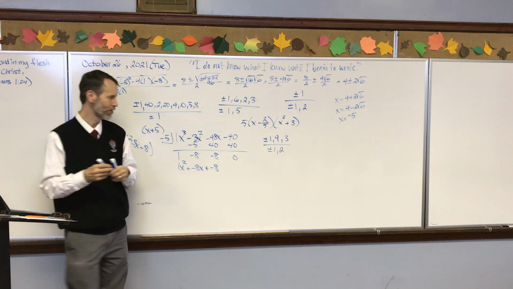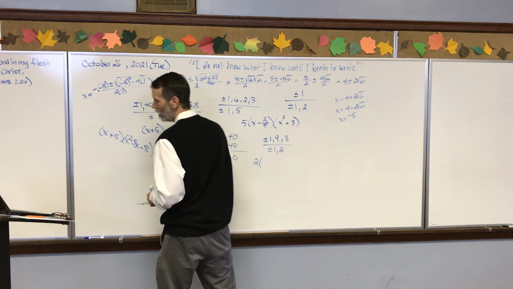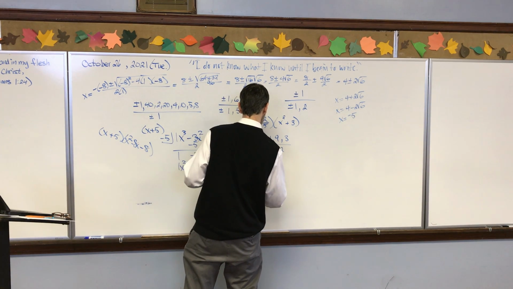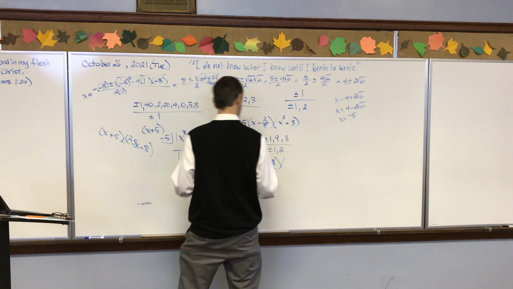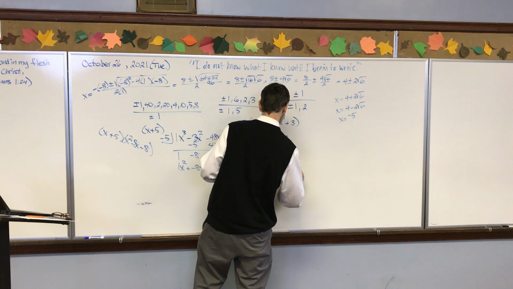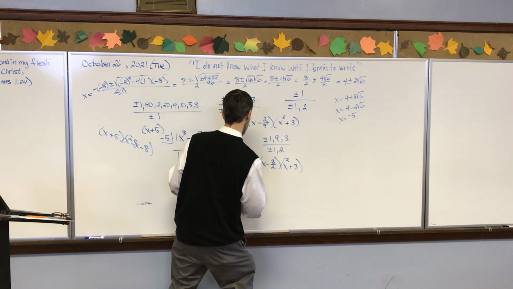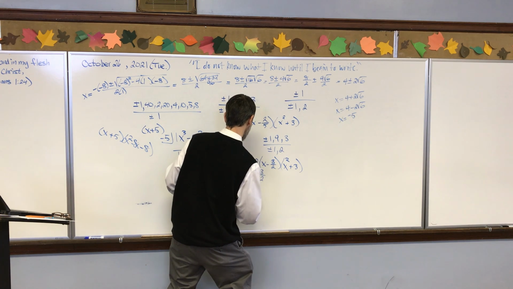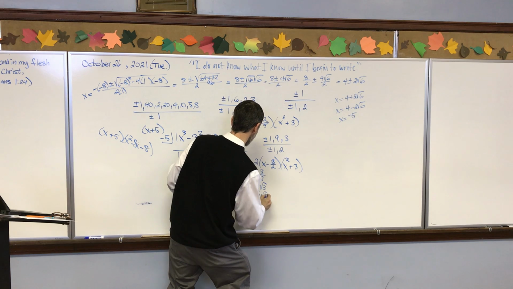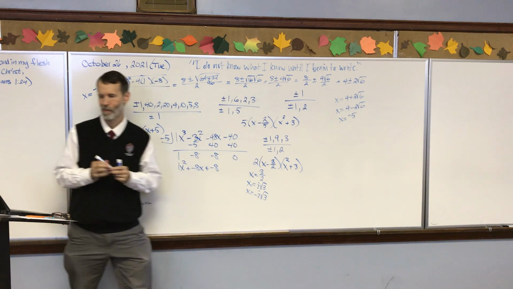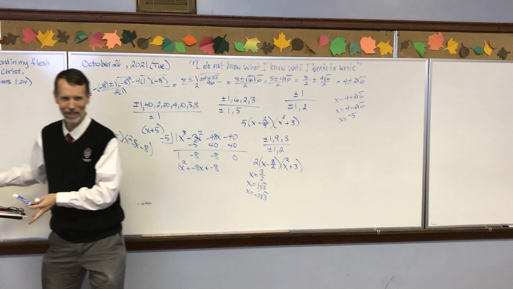It factors to 2 parentheses x minus 3 halves. And then, let me take a look, x squared plus 3. The roots you'll get are x equals 3 over 2, x equals i radical 3, x equals negative i radical 3. Any repeats?